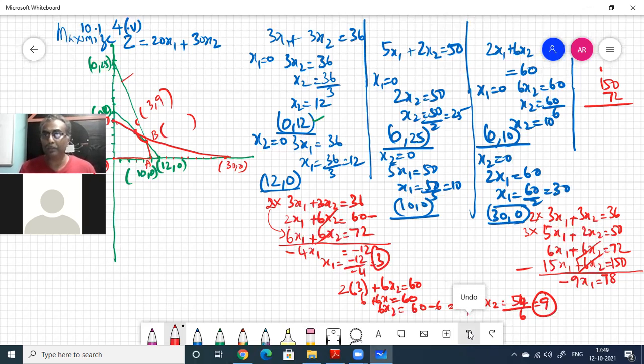150 minus 72, how much? 10 minus 2 is 8. This becomes 4.